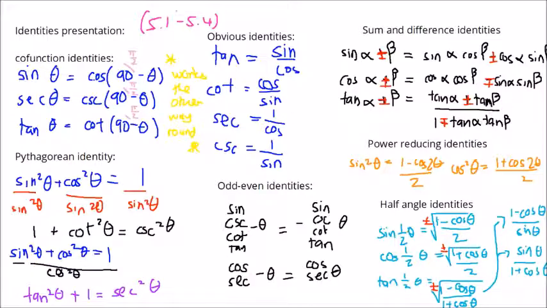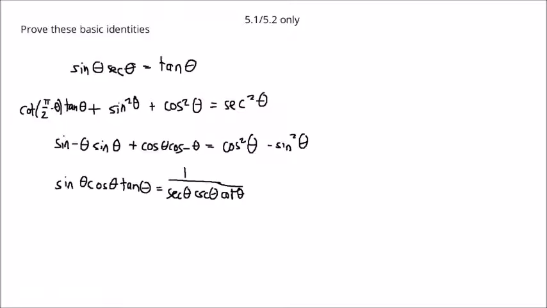So that's it. We've spent enough time staring at this page, and I don't want to stare at it any further because I'm wasting time. So let's prove these basic identities. First of all, sine theta secant theta equals tan theta. What's sine theta? Sine theta is just sine theta. And then secant theta is 1 over cosine theta.